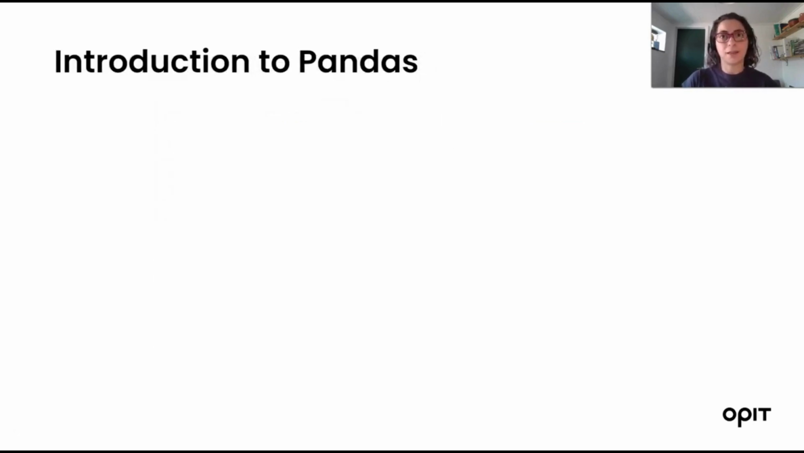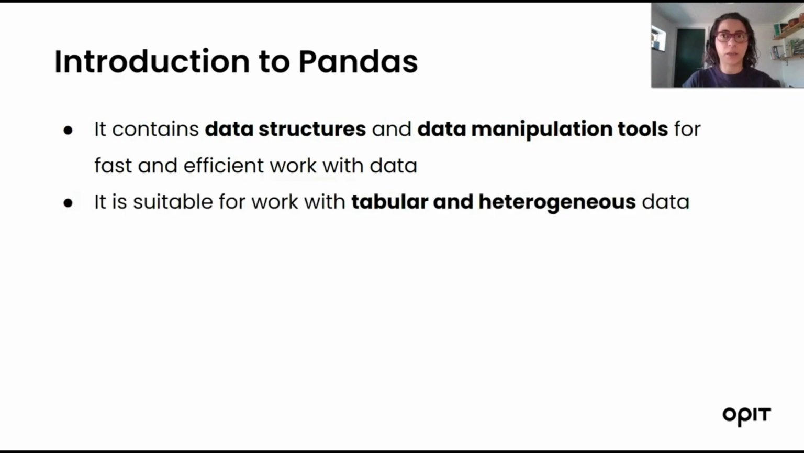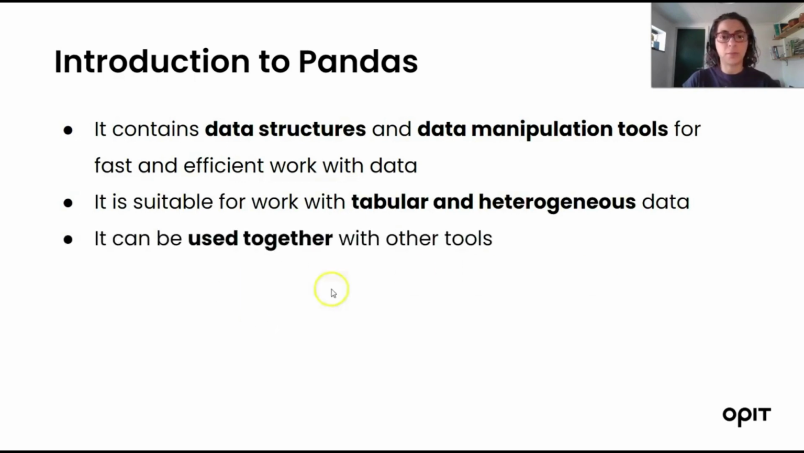Well, we can use Pandas, a very popular tool for data science applications. Pandas contains data structures and data manipulation tools for fast and efficient work with data. It is very suitable for work with tabular data, as we have seen already, and heterogeneous data, that is data of various and varied types. It can be easily used together with other tools in Python, such as the NumPy library, the SciPy tool for scientific and machine learning functionalities, the Pickle tool, which we just saw in an earlier video, and many others.